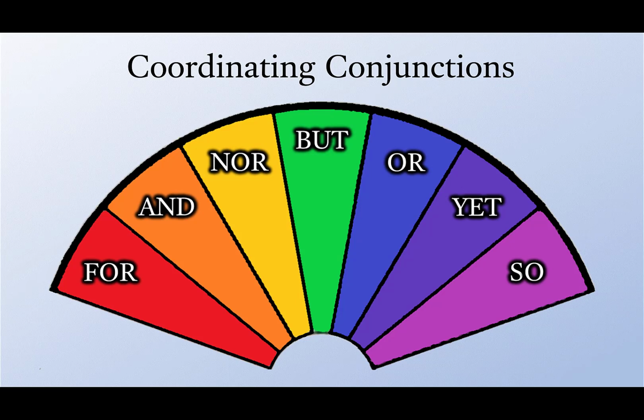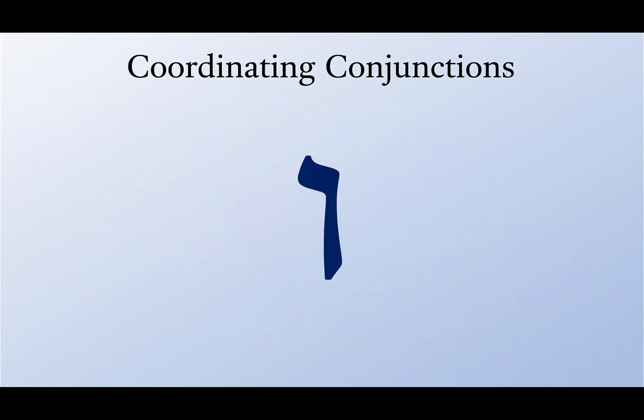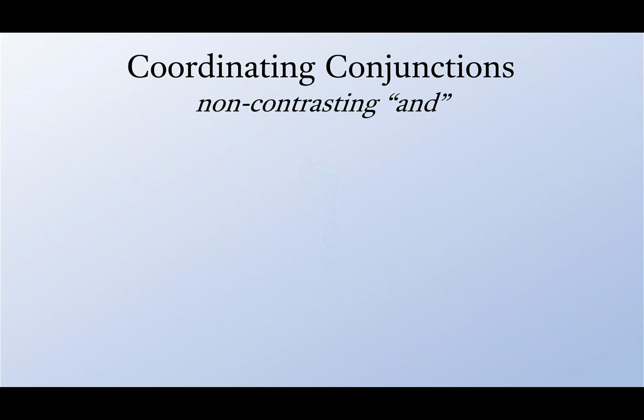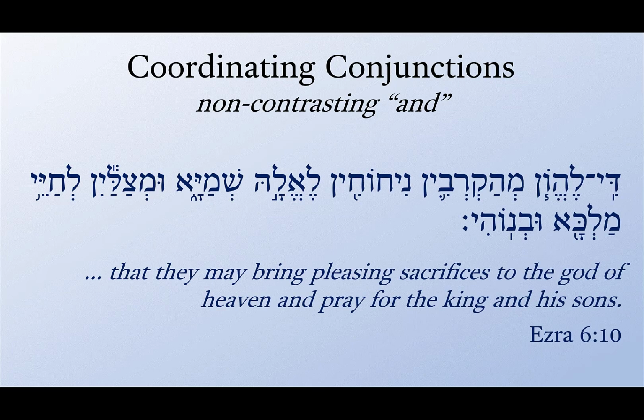But instead of considering English translational equivalents, we want to look at Aramaic. So let's turn to that right now. These ideas, we know from our study of Hebrew, often get expressed with the vav conjunction. Let's start with the non-contrasting coordinating conjunction with sort of an "and" idea.